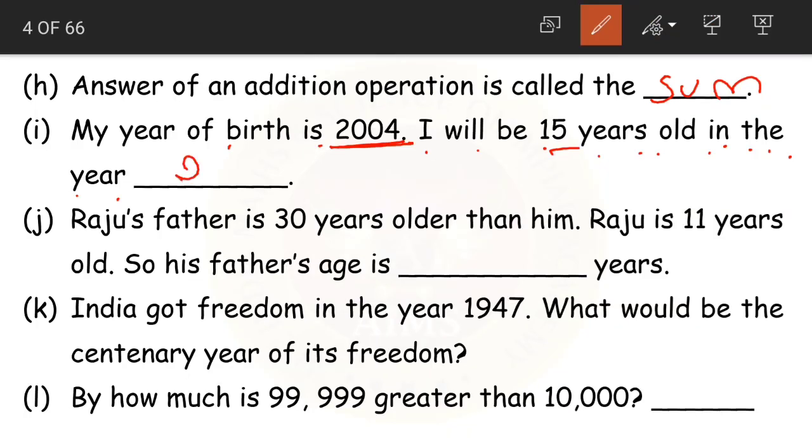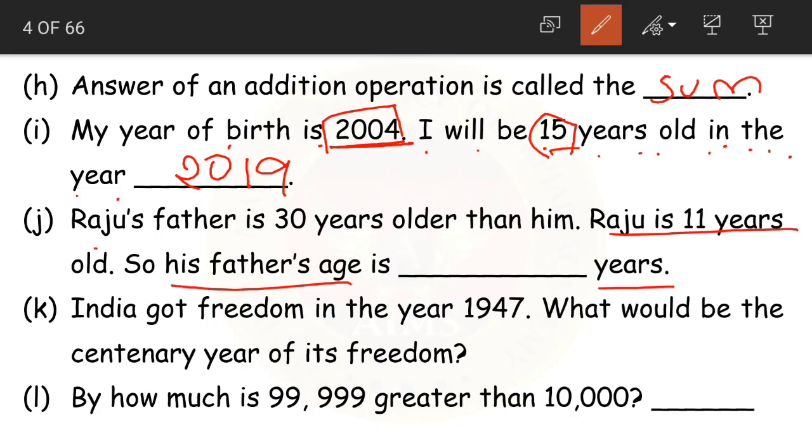So in the given question, I will be 15 years old in the year 2019. And how did we get this? 2004 plus 15. Moving on to the next question. Raju's father is 30 years older than him. Raju is 11 years old. So his father's age is dash years.